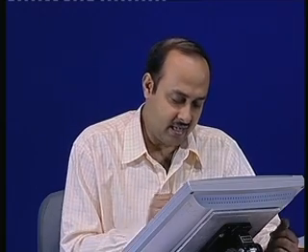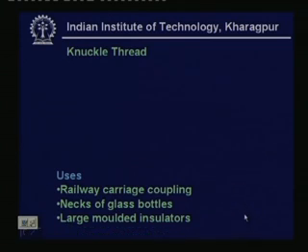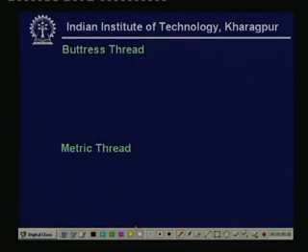The normal uses are railway carriage couplings and necks of glass bottles, which you have already seen. The threads in a glass bottle look somewhat curly. So, this is the knuckle thread, and then large molded insulators in electrical machineries or electrical appliances. Then there is the buttress thread. The buttress thread looks like this: one part is quite stiff and the other part is relatively sloping.